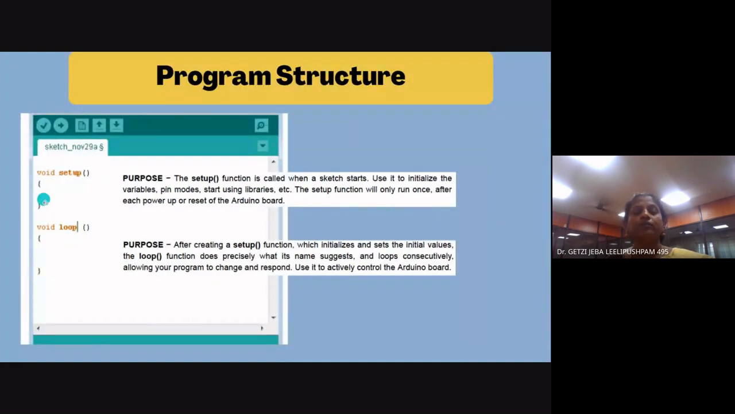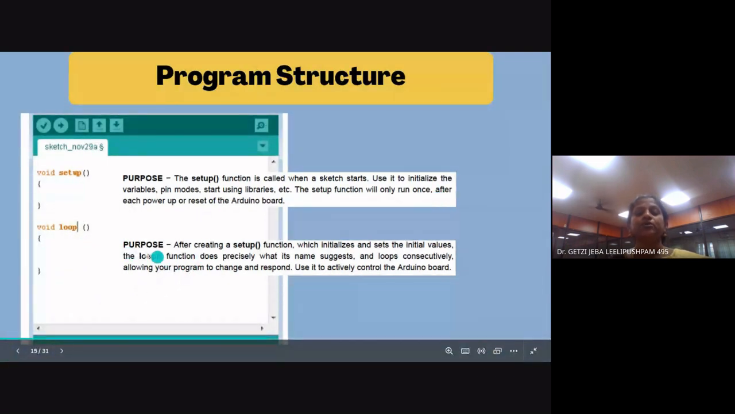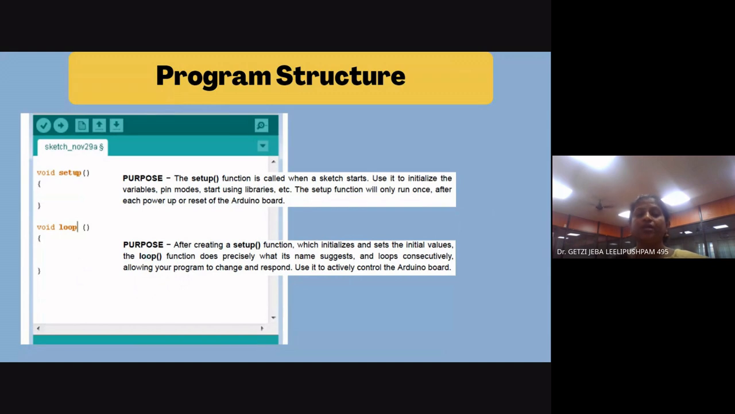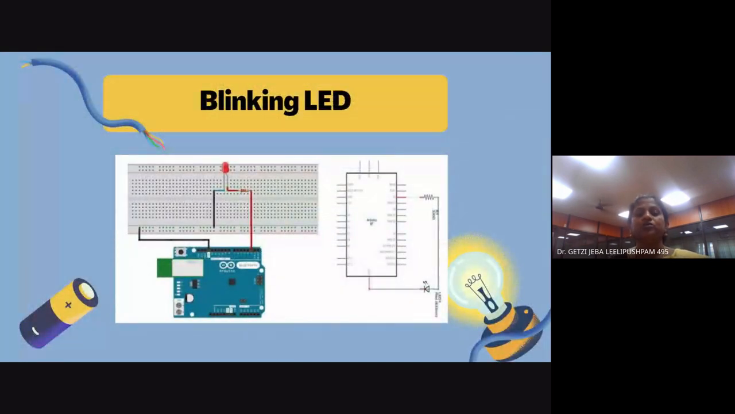Now the setup function is used to initialize the pin modes, start your libraries, start your serial connections and everything. And the loop is used for anything that you need to run more than one time. So blinking LED is a well and good program. Any new beginner who works with Arduino will start programming with blinking LEDs.